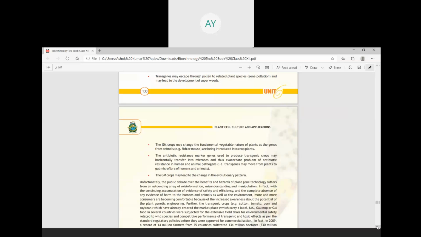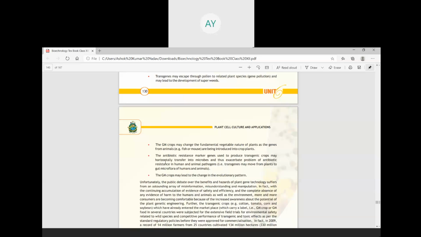Next, a GM crop may change the fundamental nature of the plant, as a gene from an animal, like the gene from a mouse or a fish, is introduced into the plant. So for vegetarians, from the ethical point of view, it is not purely vegetarian material. So that is the crop that changes the fundamental vegetable nature of the plants, and it is not ethical for society, for vegetarians.